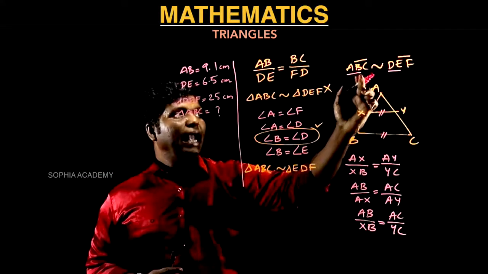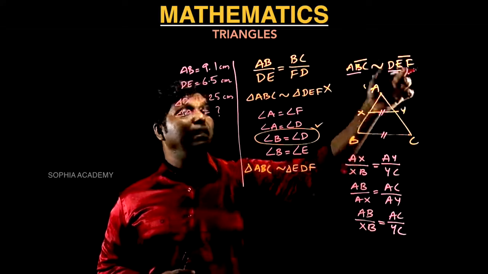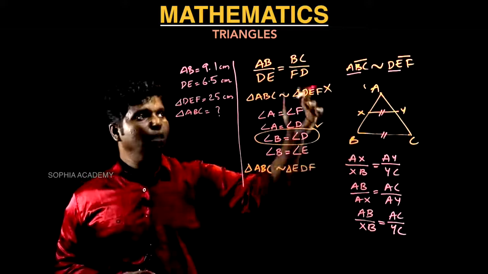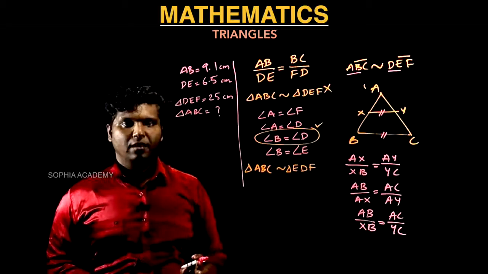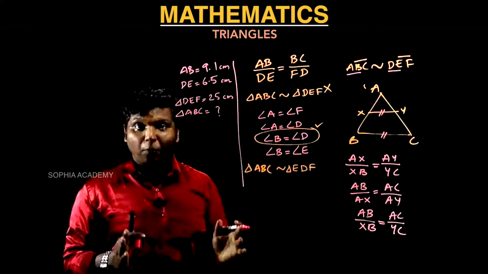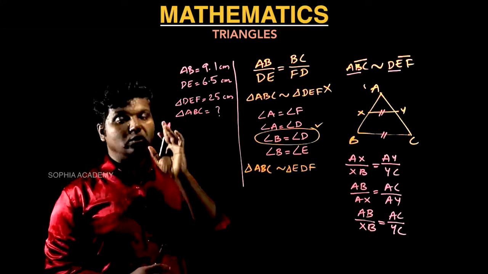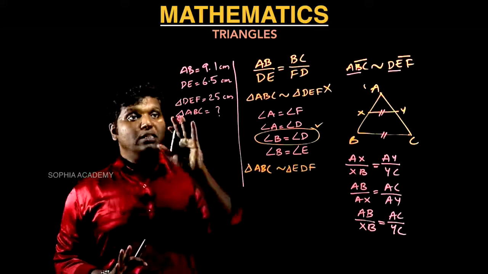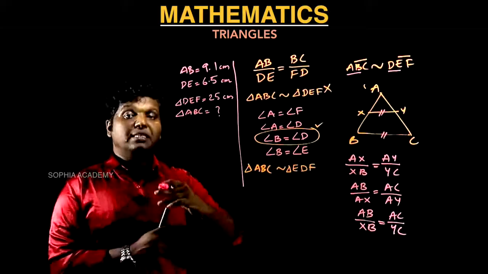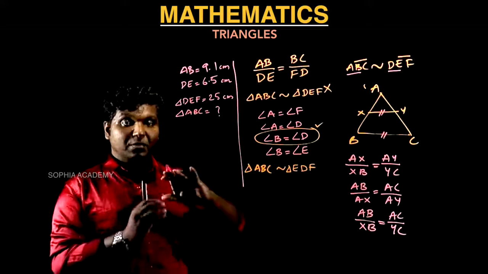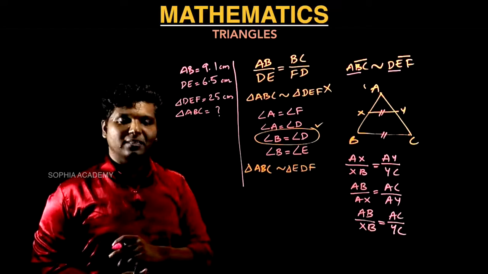From this one, what you can say? AB by DE is equal to AC by DF, and that's equal to BC by EF. And that is also equal to the perimeter of ABC divided by the perimeter of DEF. That means the proportionality of the corresponding sides will also be equal to the ratio of the perimeters. So the perimeters of triangles ABC and DEF are in the same proportion as the corresponding sides. That's the theorem which we are going to apply in this question.